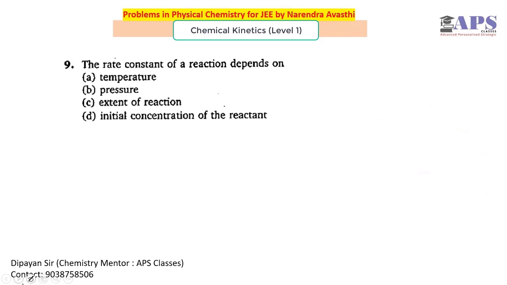Question number 9. The rate constant of a reaction depends on, it only depends on temperature. Okay, pressure, extent of the reaction, initial concentration do not have any effect on the rate constant. It is only a factor of temperature.